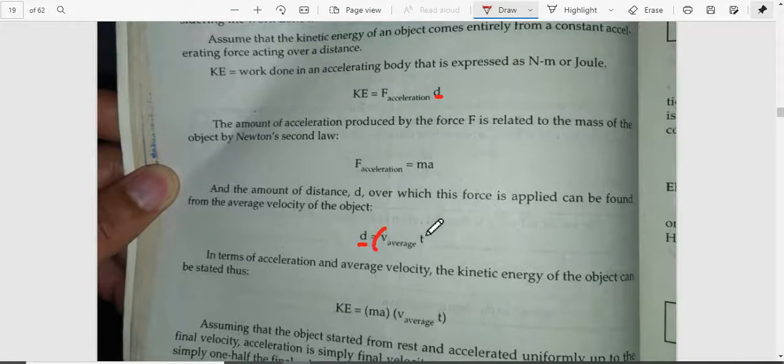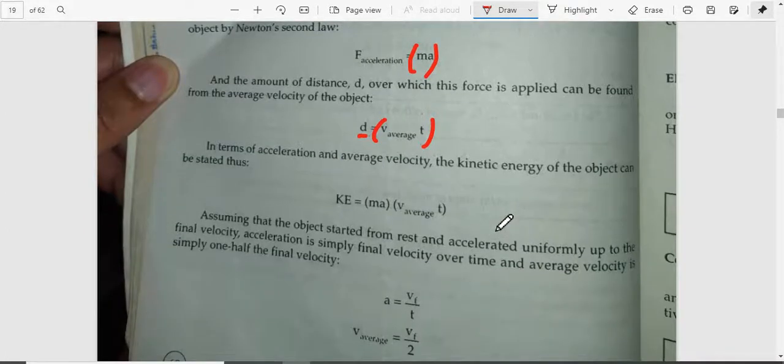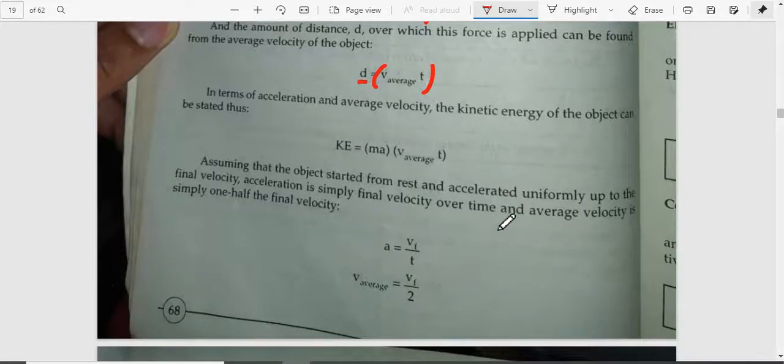You combine the two formulas. In physics, many formulas are just combinations of others. As long as you know where they come from, you will not have any problem. So, assuming that the object started from rest, accelerating uniformly up to the final velocity, acceleration is simply final velocity over time, and the average velocity is simply one half of its final velocity.